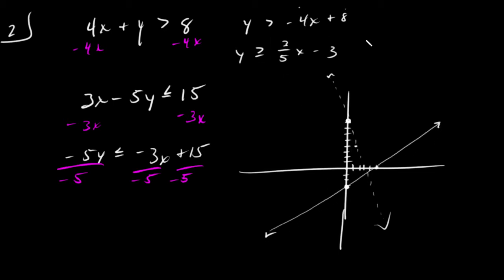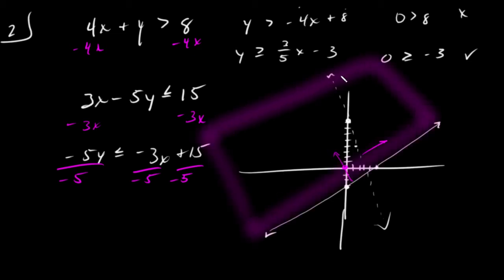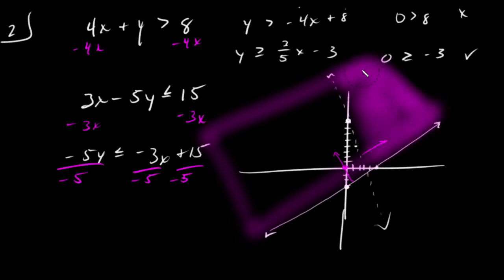And then decide how to shade. Is 0 greater than 8? Is 0 greater than or equal to negative 3? No and yes. So that means we tested this point. On the dotted line, it was a no, so we shade away. And on the solid line, it was a yes, so we shade toward. So the commonly shaded region will be here. It would just be this area here that I'm shading, now in green.